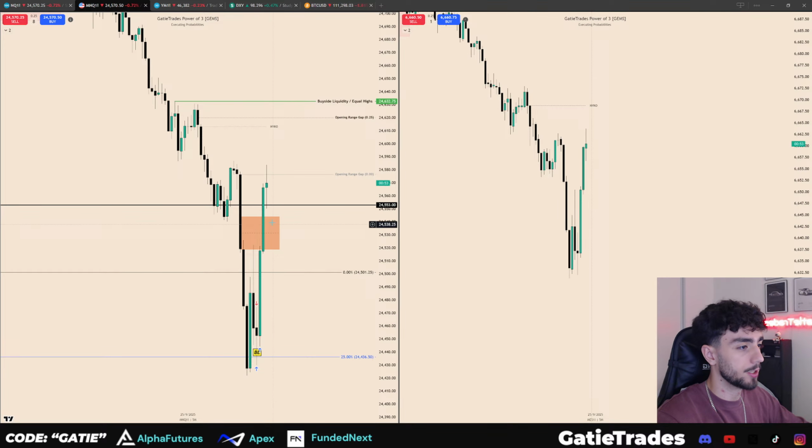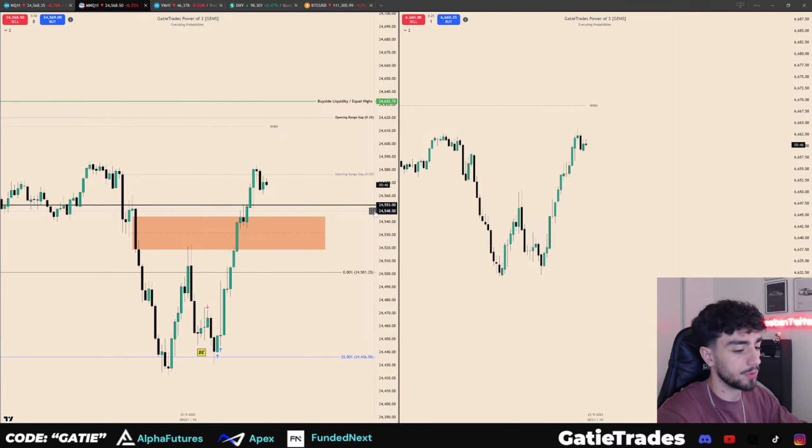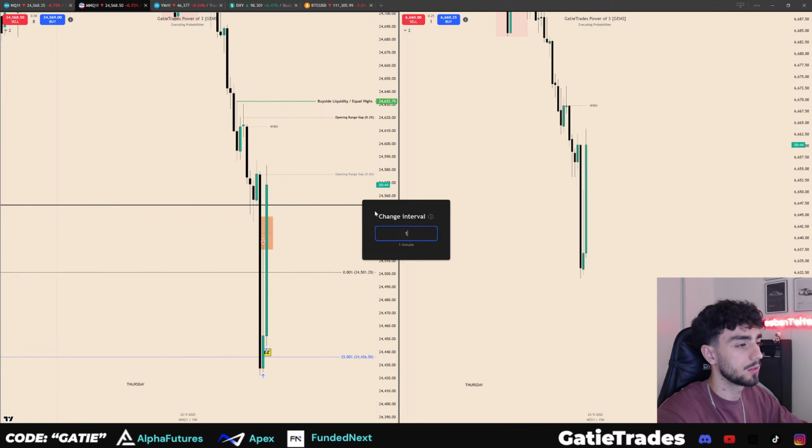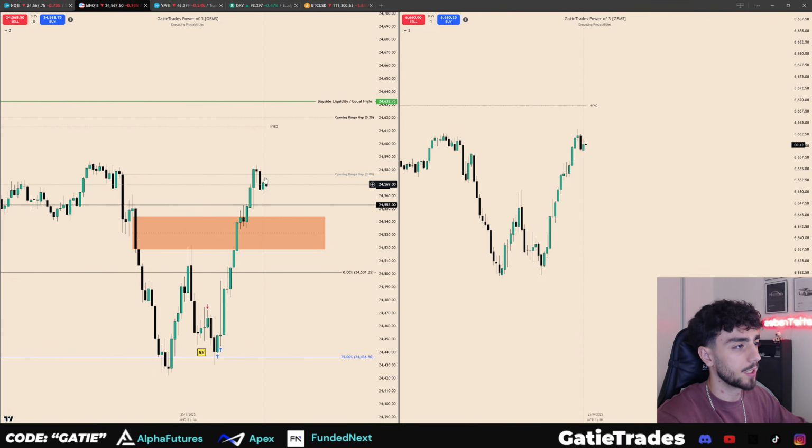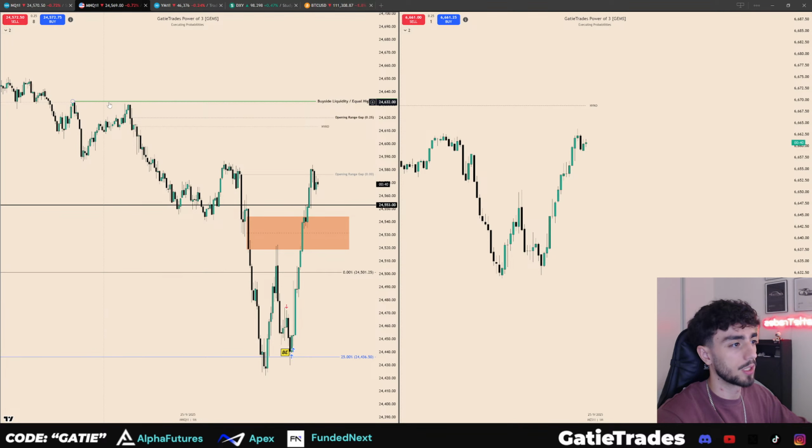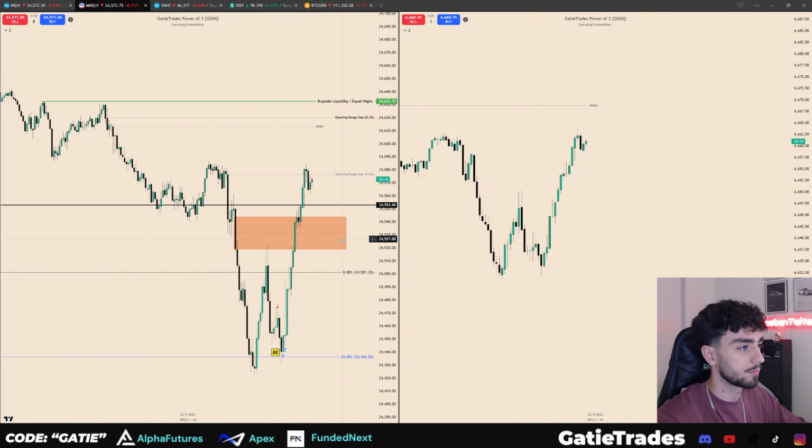I like the 5 minute here. That would be in 30 seconds. 10:15 PO3. Yeah, it should expand. Hopefully we don't just go into consolidation now. I mean, these equal highs to me look like a very strong target.